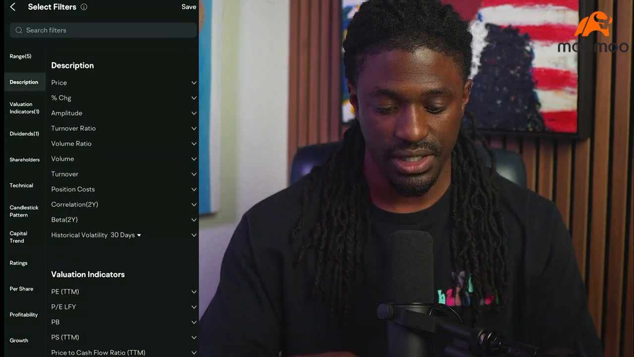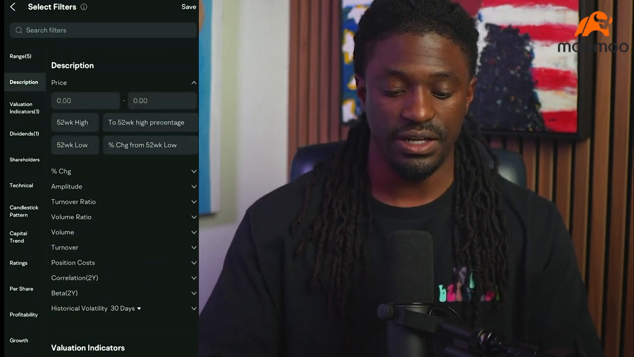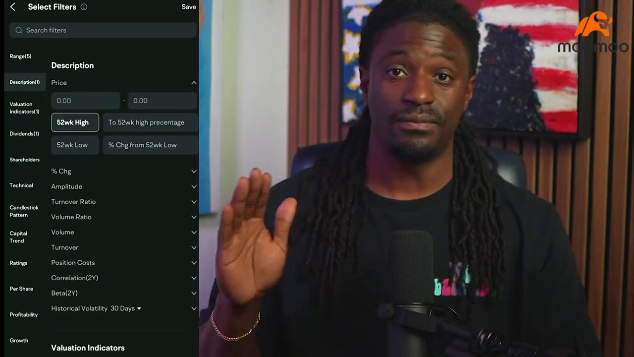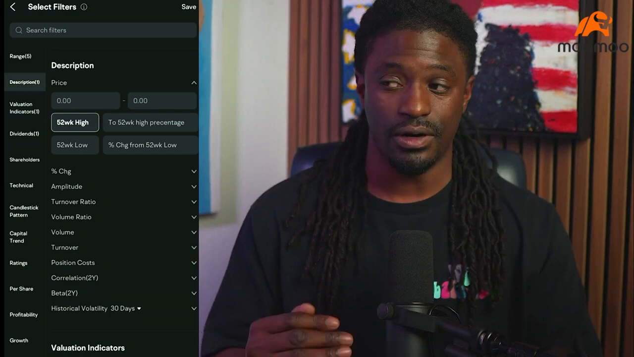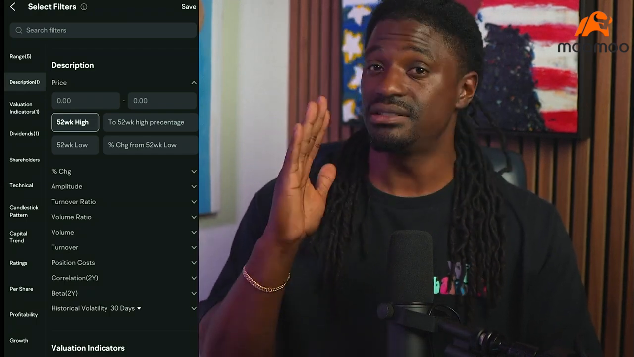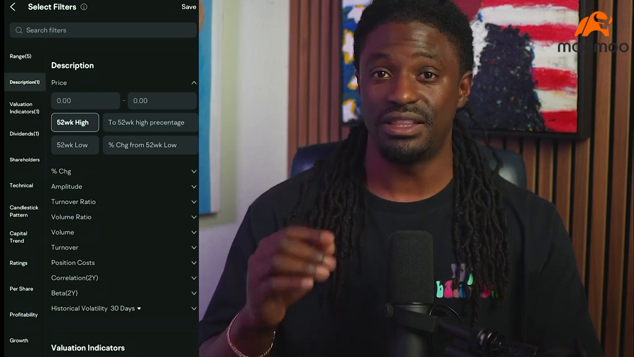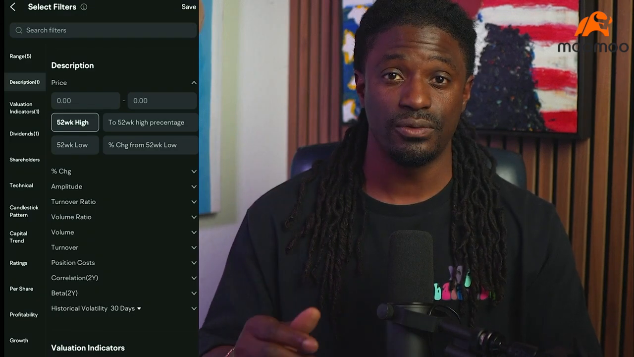We're going to click description, and then click on the price one right here, and then we're going to look for the ones that are near that 52-week high. So we're going to get rid of all the stocks that are at the 52-week low or trading sideways. We're looking for stocks that are just trending up. And yes, I know you're not supposed to be buying them at the 52-week high, but if a stock is on a bull run, it's on a bull run.